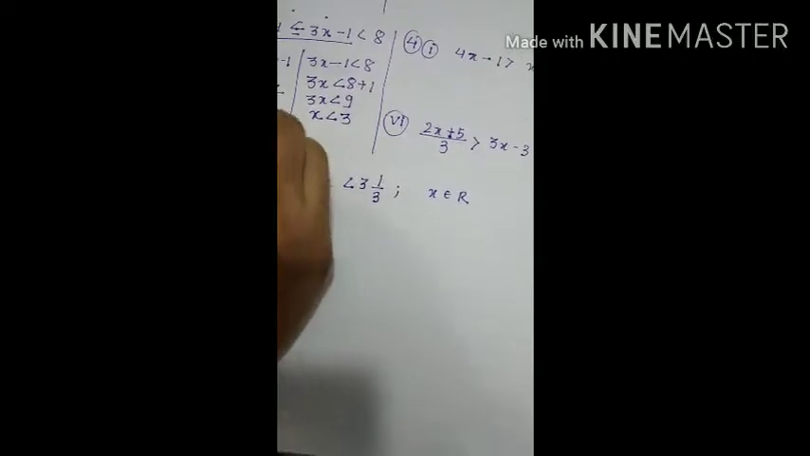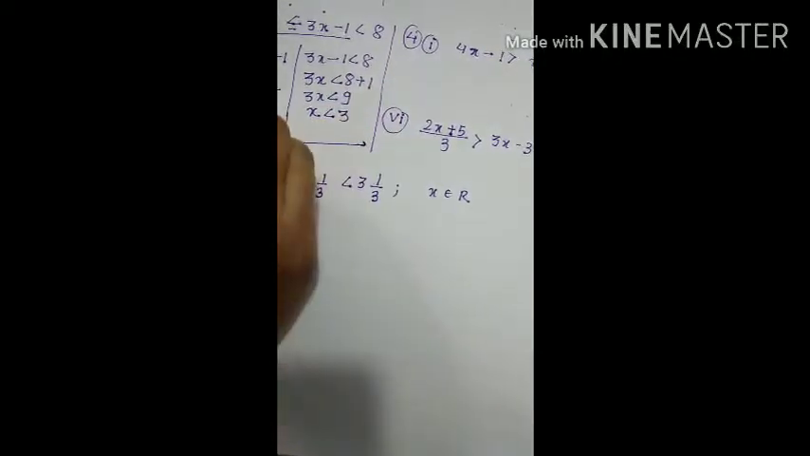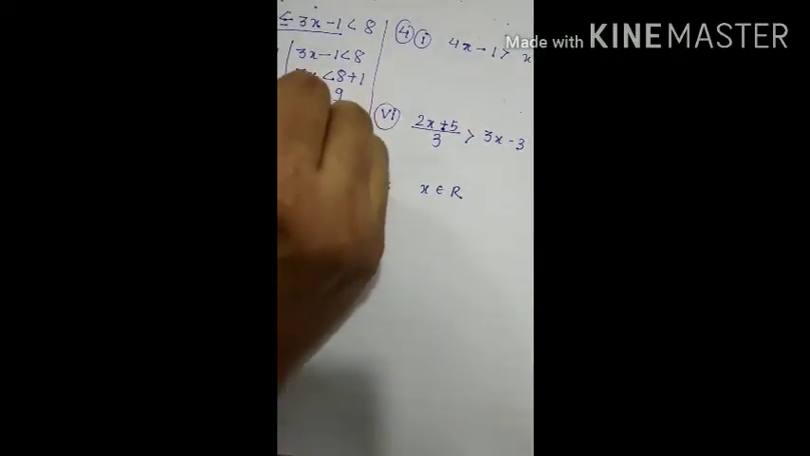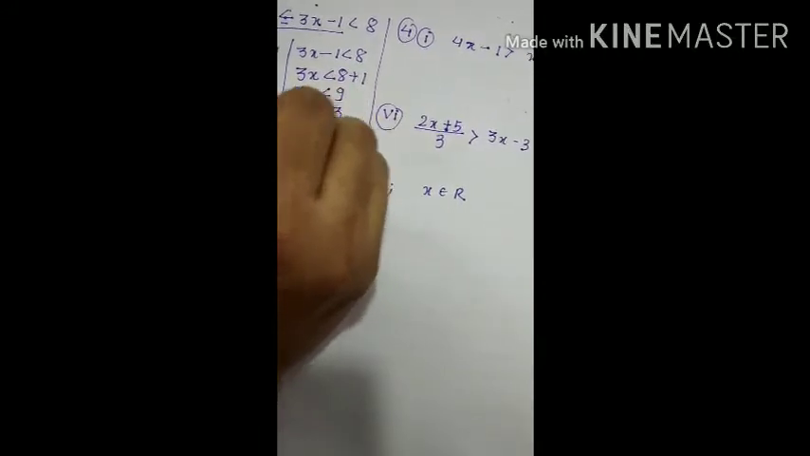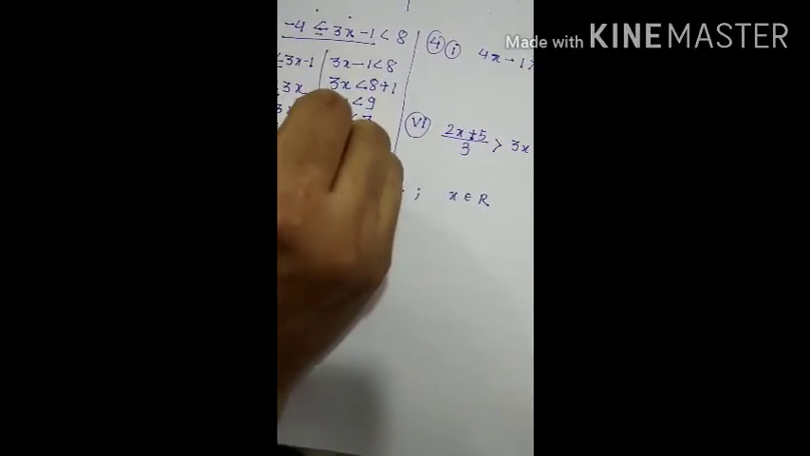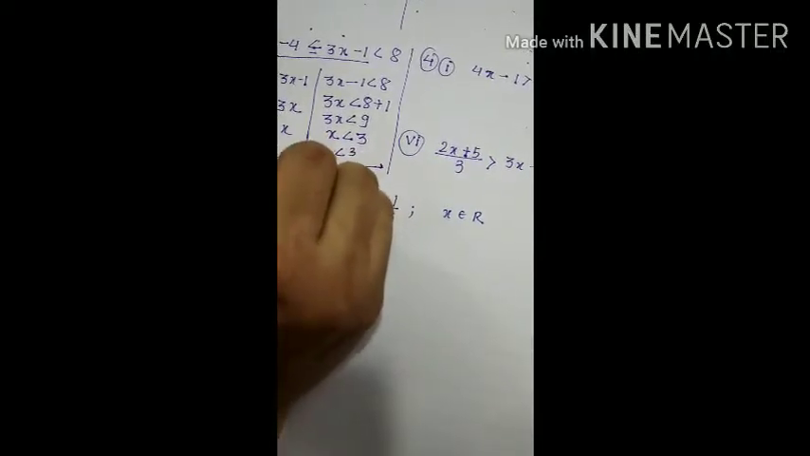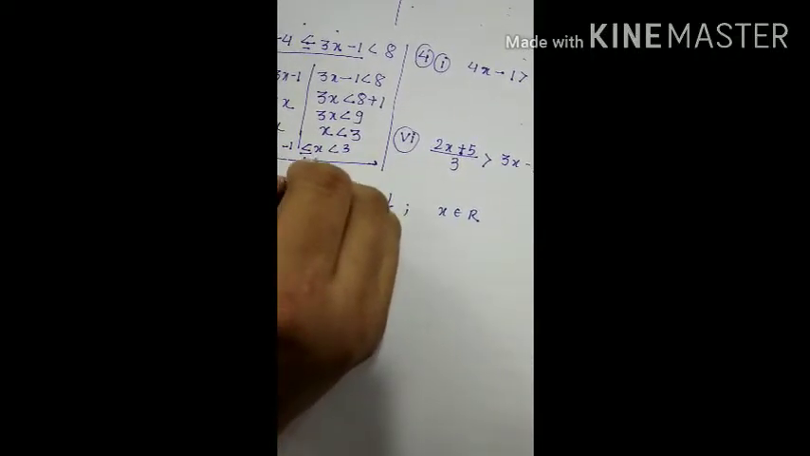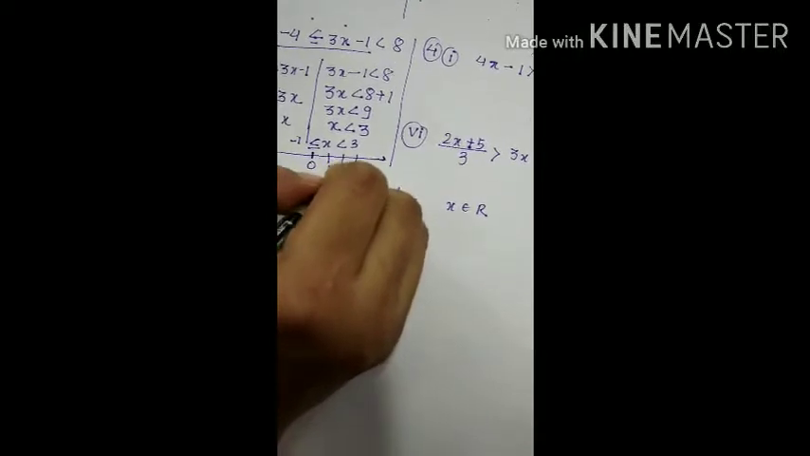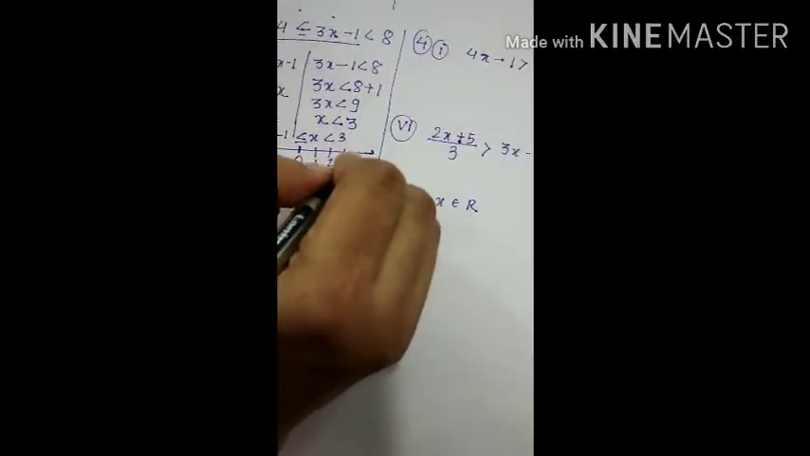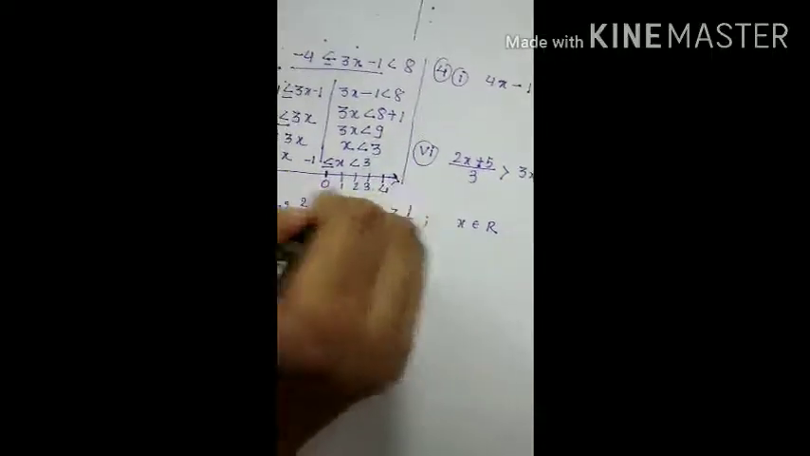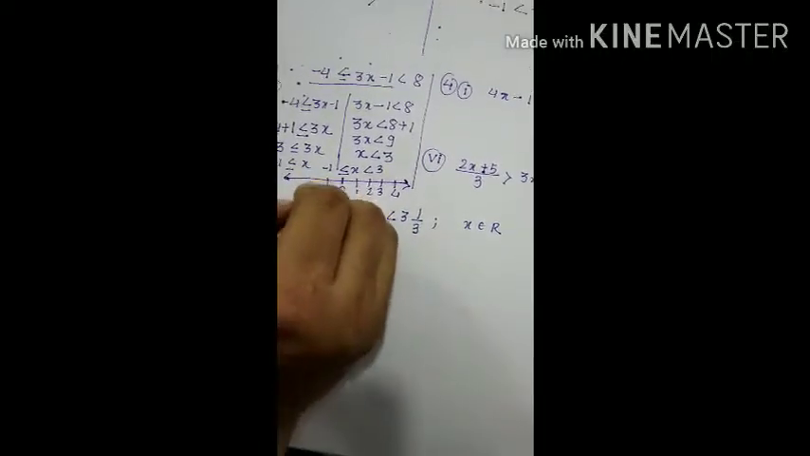Now how to show this on my number line? It means my actual inequality is x is less than 3 and -1 is less than or equal to x, that is, -1 ≤ x < 3. To plot the number line, it starts from 0, 1, 2, 3. Always take one number more, and you have to draw arrows on both sides.